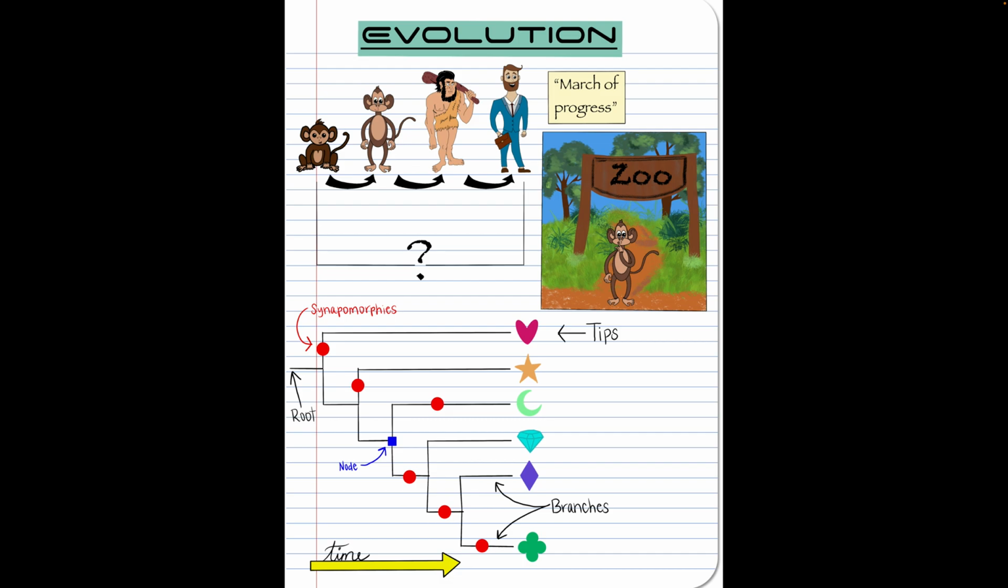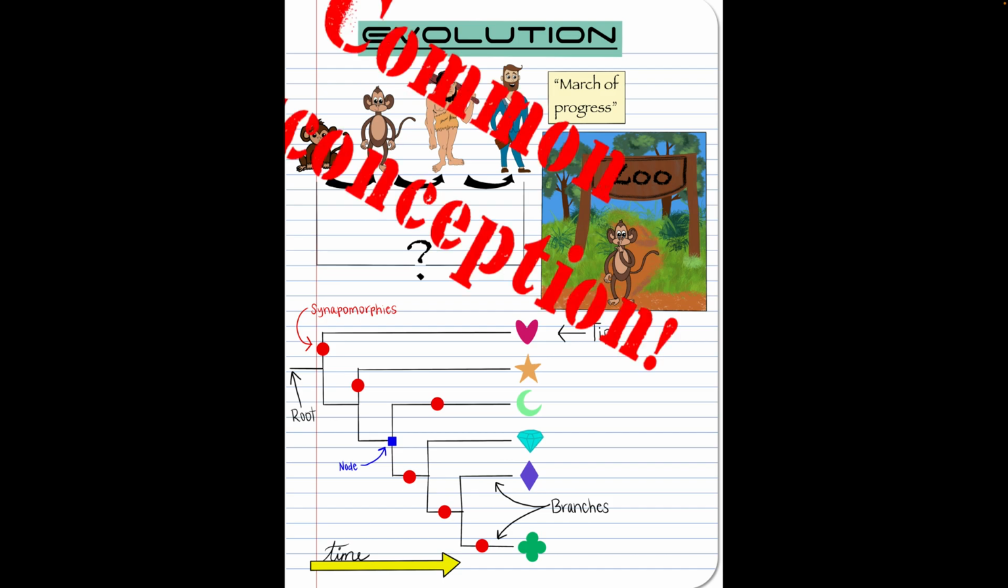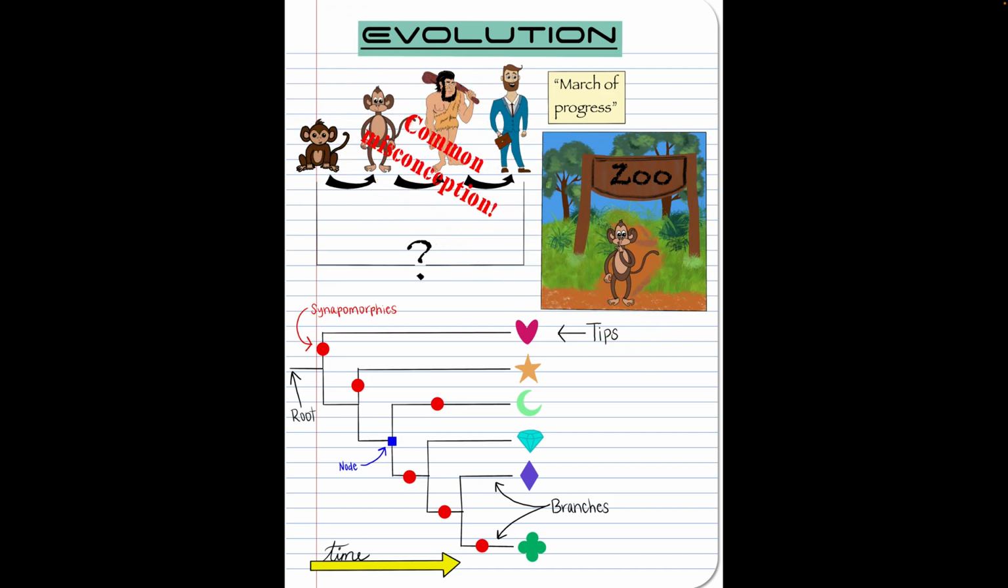Evolution. How does it happen? Many people have seen something that looks a lot like this, called the March of Progress. But this depiction can be quite confusing. Many people wonder if we came from monkeys, then why are there still monkeys running around while we're also still on Earth? That's because this is a common misconception.